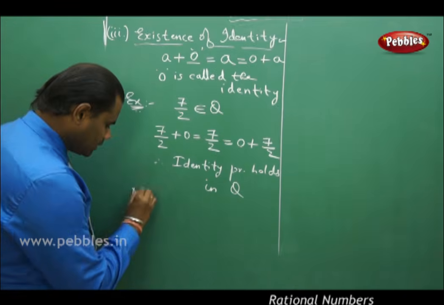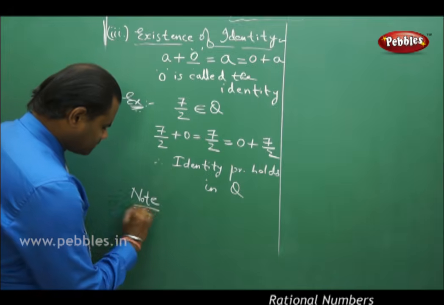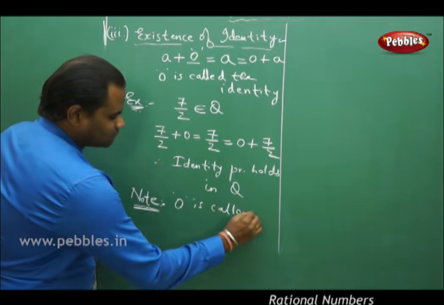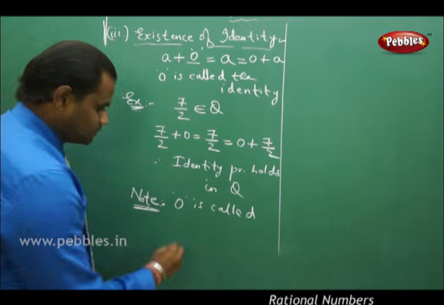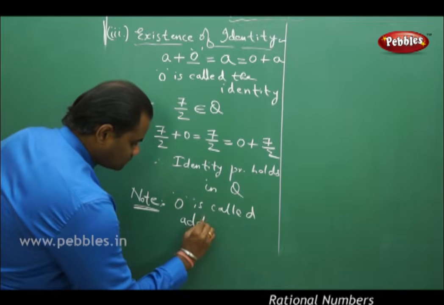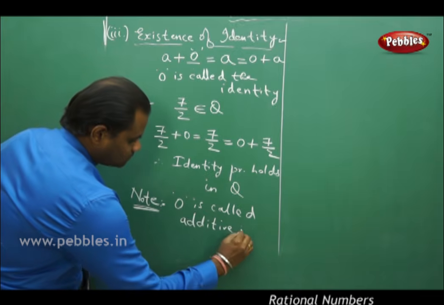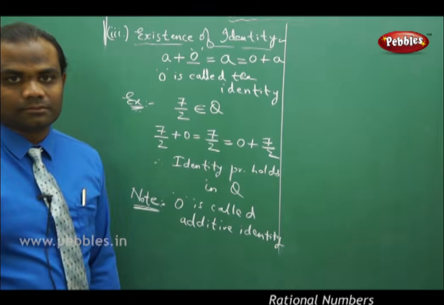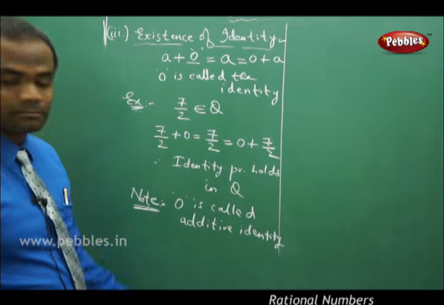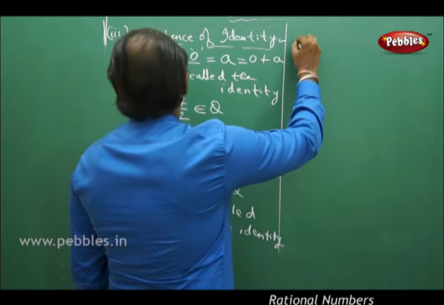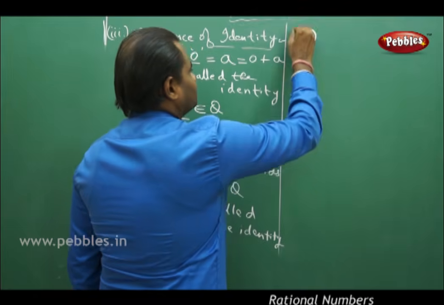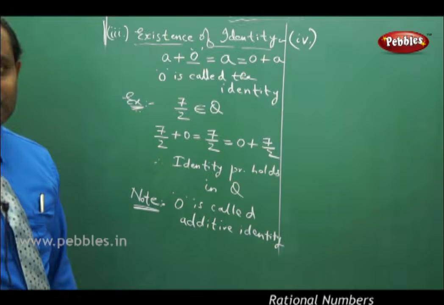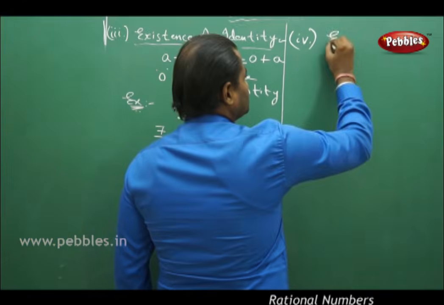So let us make a note of that. 0 is called additive identity under addition. Next, the fourth property which I identify in the set of rational numbers is existence of inverse.